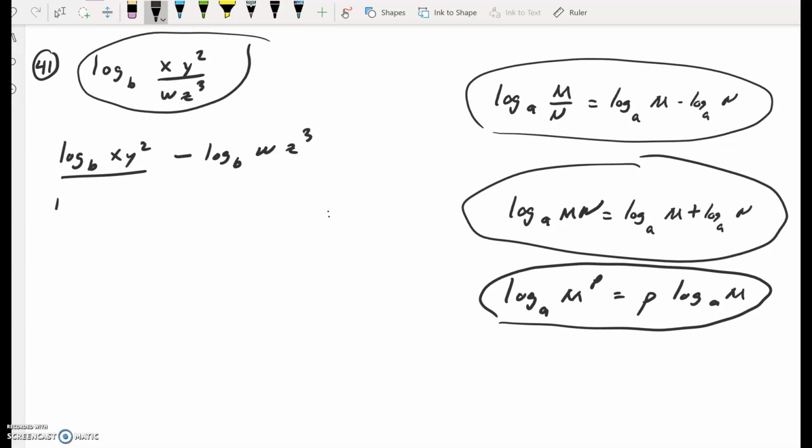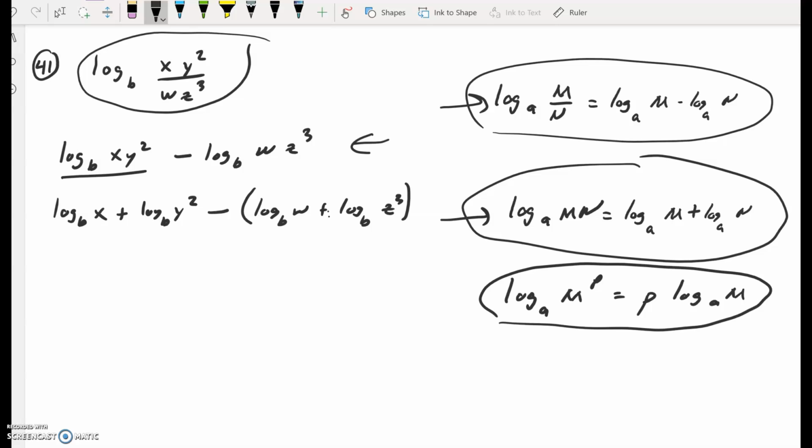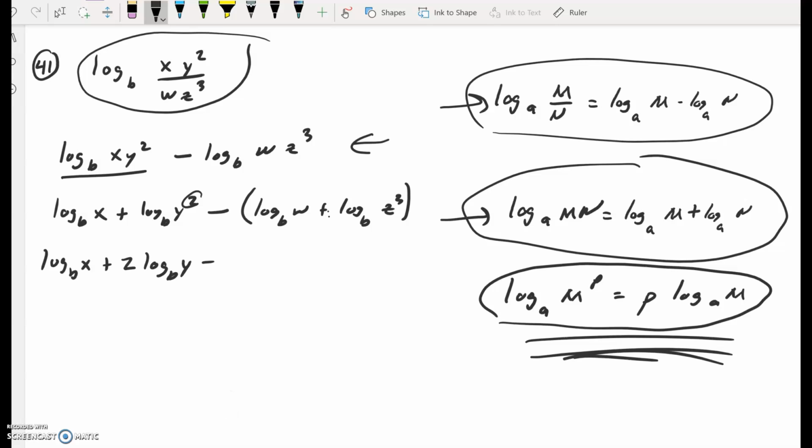And we know that this can be represented with the log base b of x plus the log base b of y squared. Here on the first row we used this property, quotient property. Here in the second row we're using this property again and again and again. So notice the parentheses. We have log base b of w plus log base b of z cubed. But now we're only supposed to use log base b of x and y and w and z. No y squared, no z cubed. So we have log base b of x plus, and using this property here, we can bring this 2 down and we have 2 times the log base b of y minus, in parentheses, log base b of w plus, again using this property, we bring the 3 down, 3 times the log base b of z.